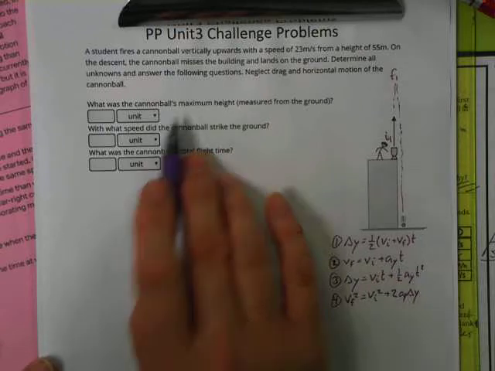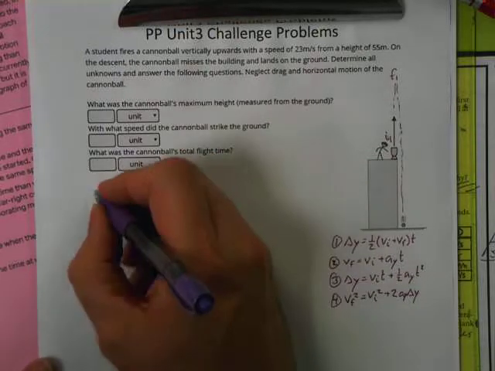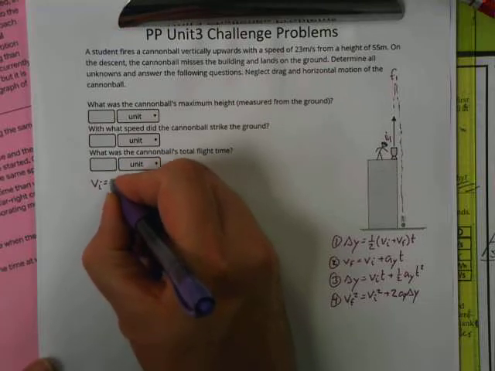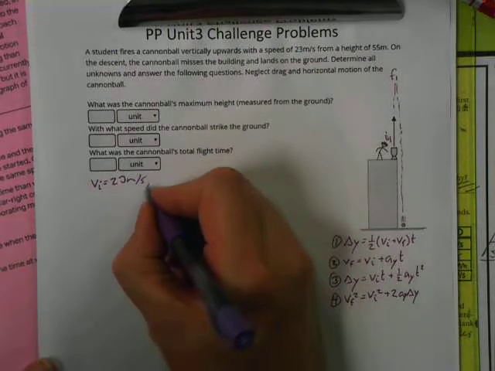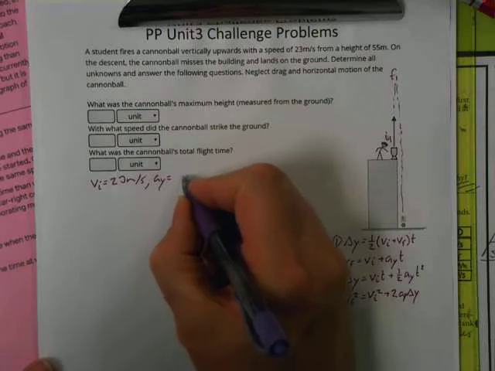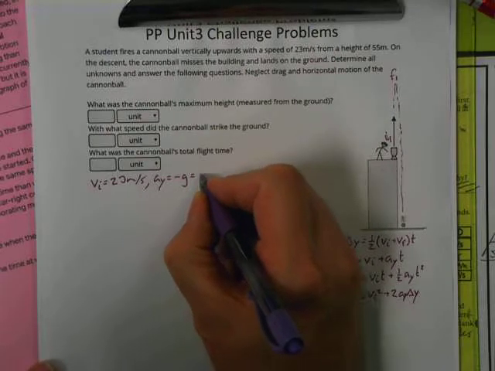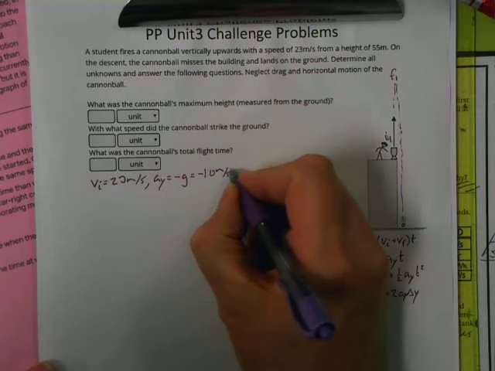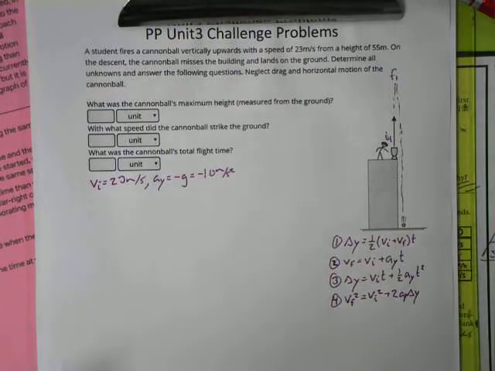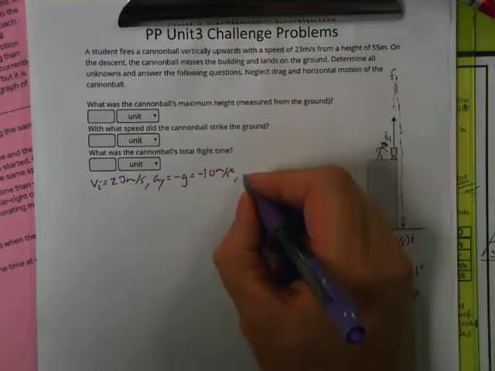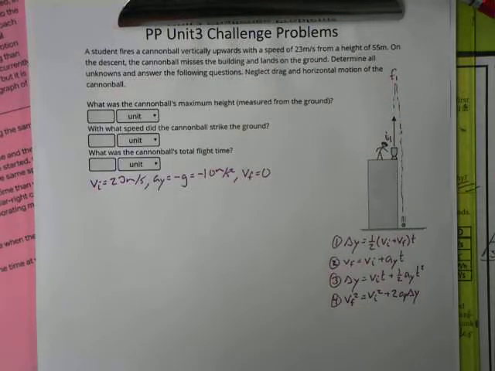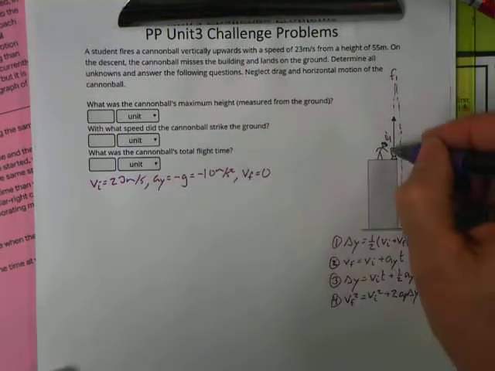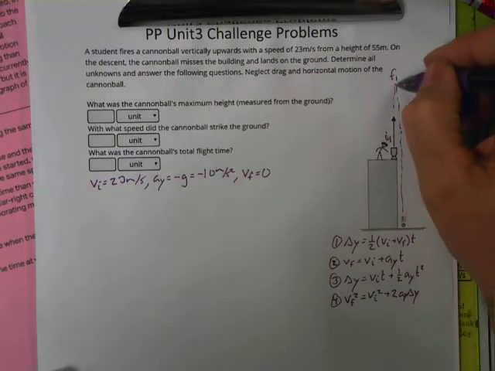maximum height is. So as far as what we know, my initial velocity is equal to 23 meters per second, and it is positive because it is upward. My acceleration in the y direction is equal to a negative g, which is negative 10 meters per second squared, and it is negative because it is downward. At the top of my flight, my final velocity is going to be equal to 0. We are trying to figure out what was the maximum height on the way up. This is a change in the y direction, which is going upward, so it's going to be a positive value.